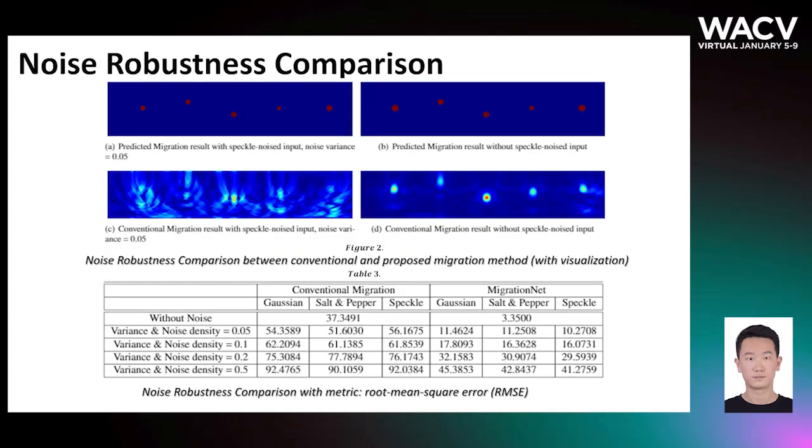At last, we also compared the noise robustness between our method and the conventional method, since DNN models are good against random noise. As we can see in figure 2 and table 3, the experiment shows that our method is much less affected by the noise input we set up.